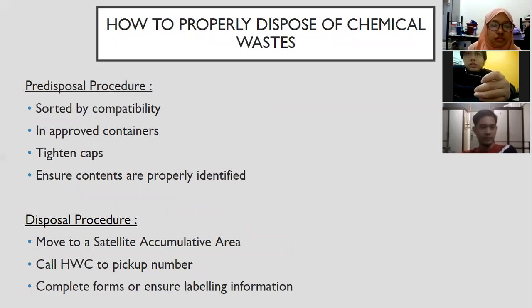The last one is how to properly dispose of chemical waste. So the first one is pre-disposal procedure, which is sorting by the compatibility of the chemical waste and putting it into the approved container. Then the cap must be tightened and the content must be properly identified. Lastly, we will dispose, which is the procedure: move to the satellite accumulation area, then we call HWC to pick up, then complete the form and ensure labeling information. Okay, that's all from me.